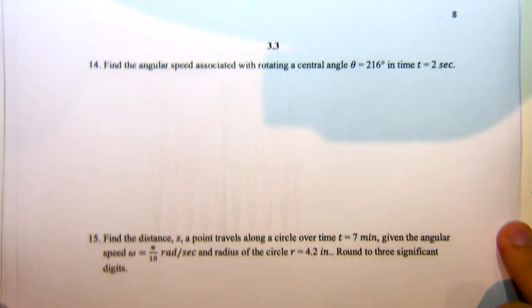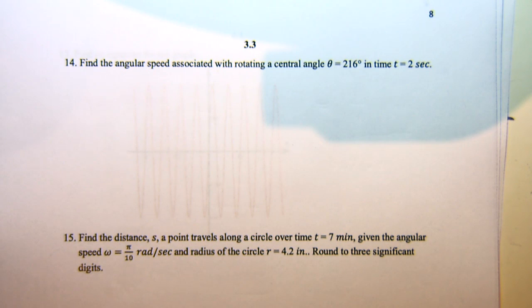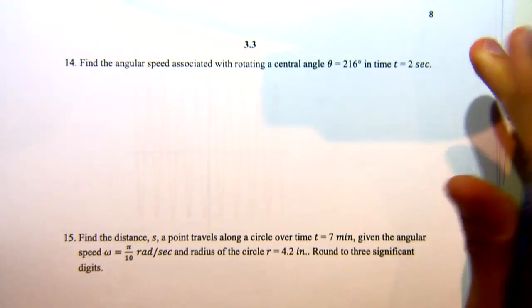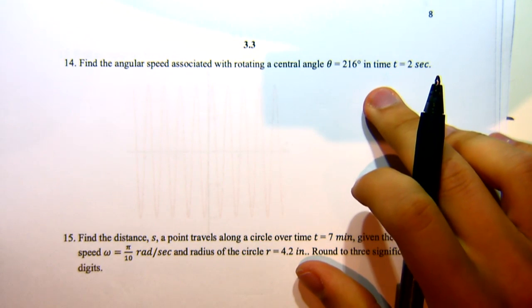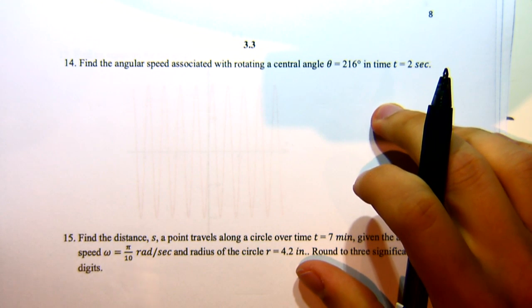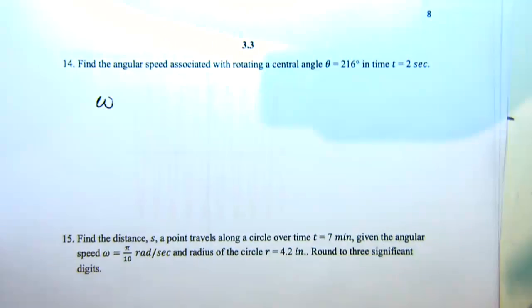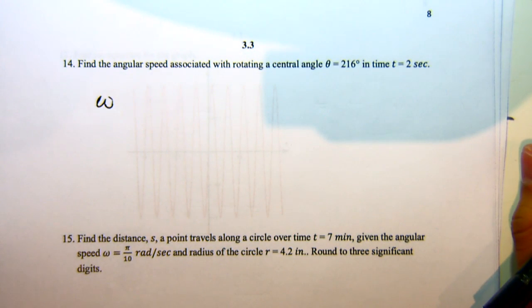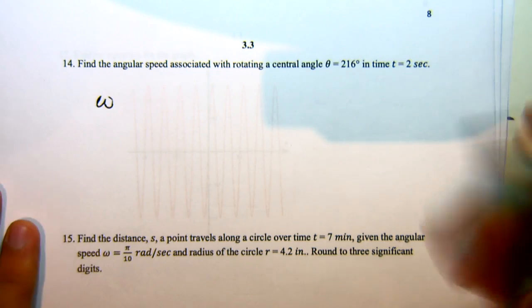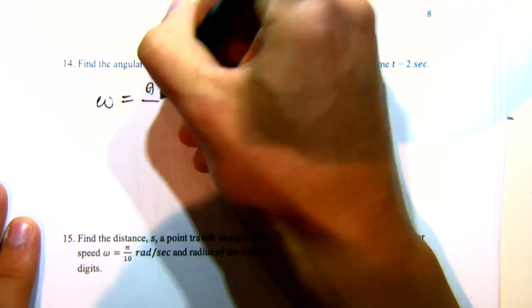Let's move on to question 14. So now you want to find the angular speed associated with rotating central angle theta 216 degrees in time t equals 2 seconds. So once again, we need to know a formula for this. Does anyone happen to know the formula that would help us for this problem? And remember, it has to do with omega. You said theta over time? All right, excellent. So we know that omega, or angular speed, is equal to theta over time.